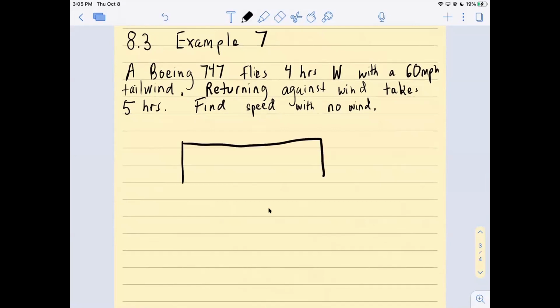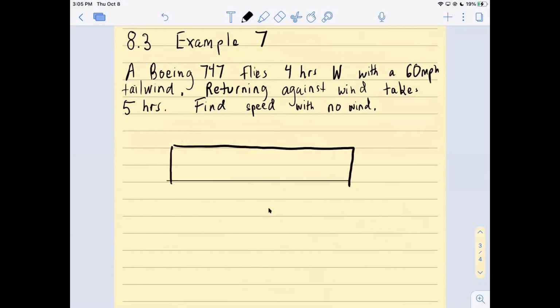and trip 2. Okay, so this is trip 1, and this is trip 2. And we have distance, rate, and time. Okay, let's plug in the easy stuff.